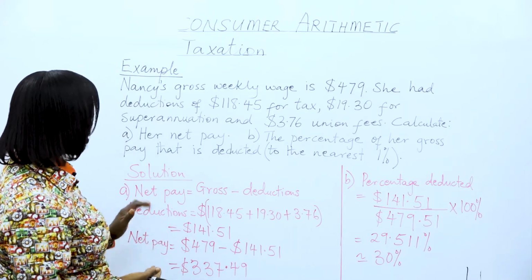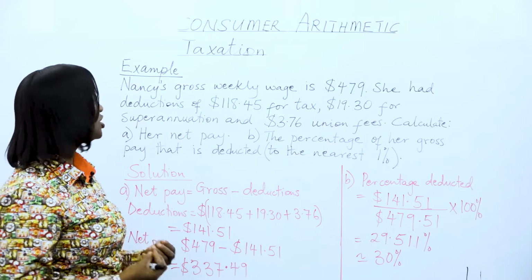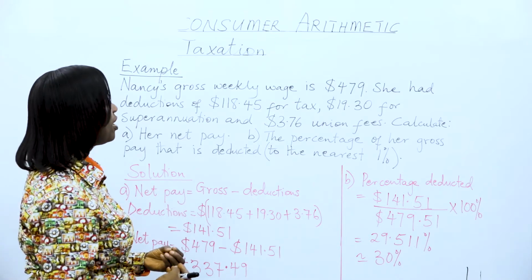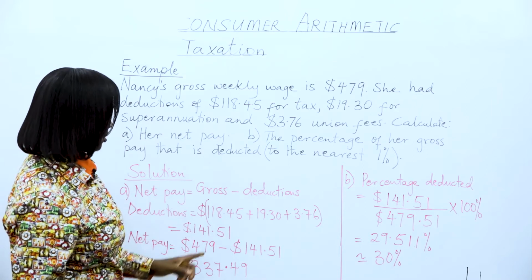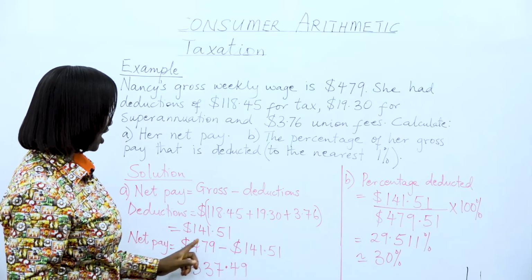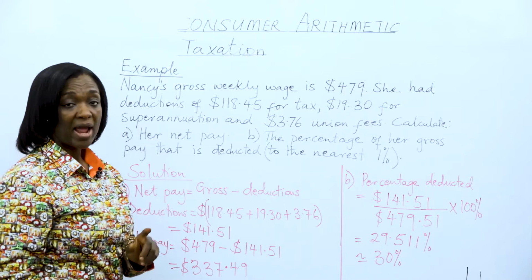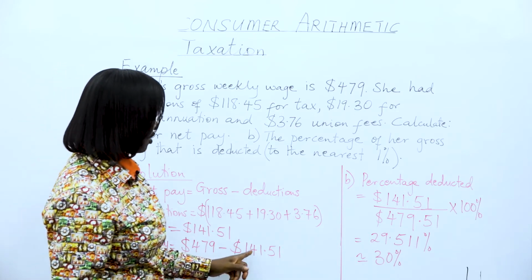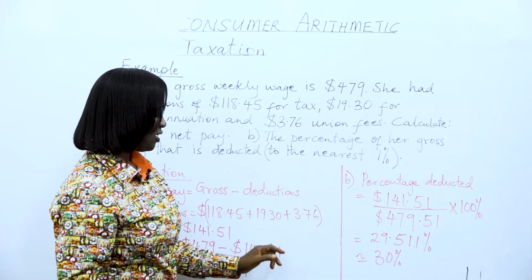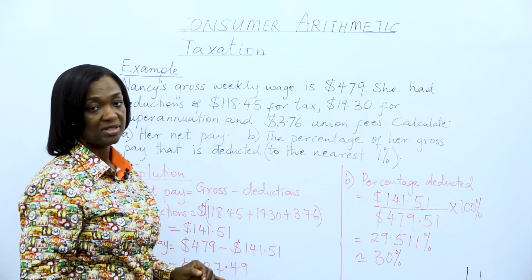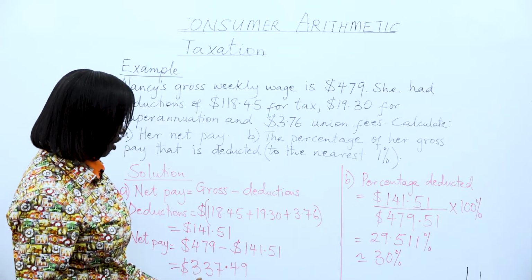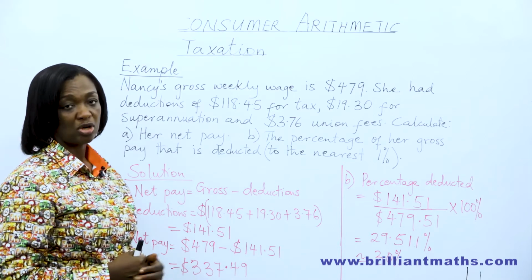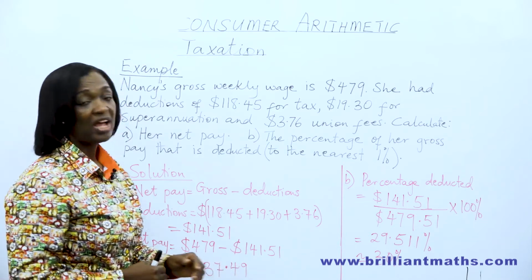Next, you calculate the actual net pay. How much did Nancy take home at the end of the week? It's the gross, which is $479, minus $141.51. And the actual take home will be $337.49.